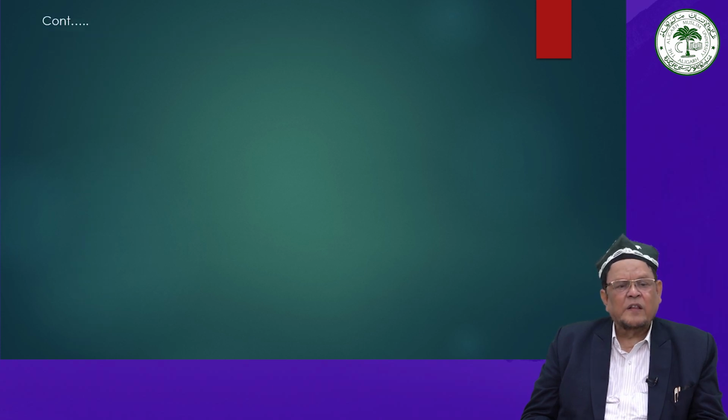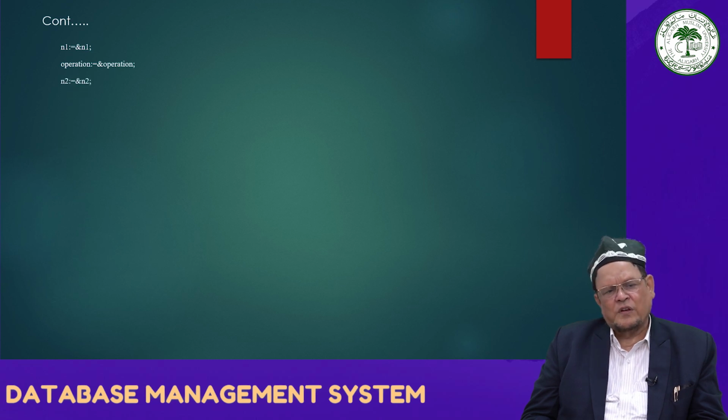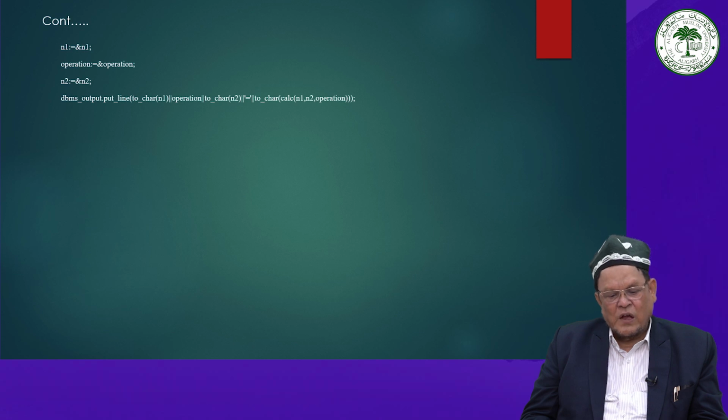begin, then store the value n1, operation, and then n2 also you have to enter. Then the dbms output line to character n1 operation concatenated to character n2, and in this way the calculations, then end.